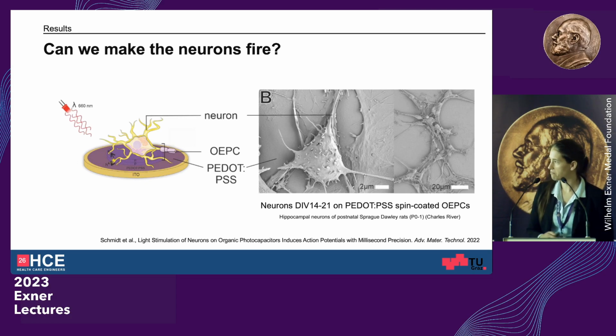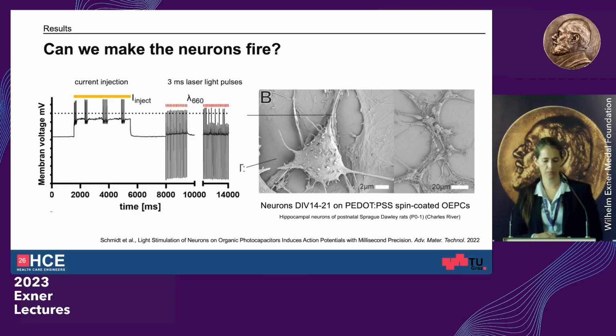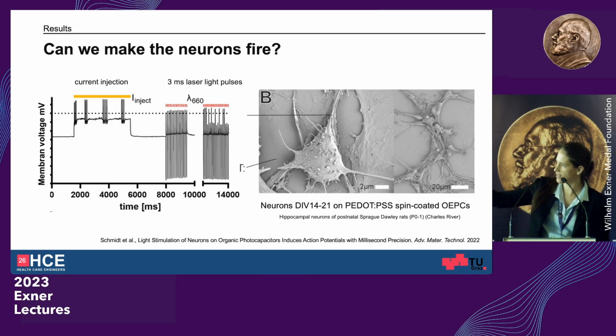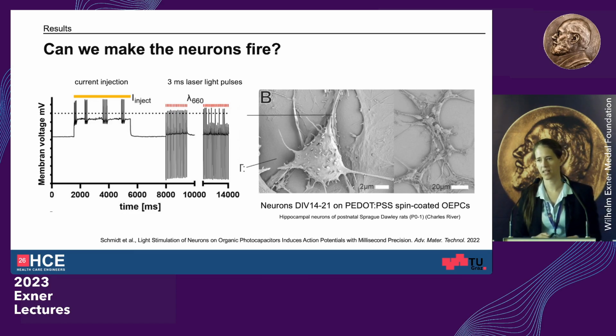And the answer is, it seems that we can achieve an action potential. We compared the results to a current injection. Again, we put a patch clamp needle inside the cell and injected the current to help the cell to fire, and then we switched the current off and used a 3 millisecond laser pulse to make the cells fire. And we can see that sometimes it fails. When you see the red light on, there's no action potential, but most of the time we can actually achieve the cell firing and action potential.